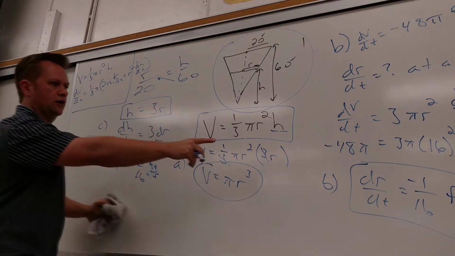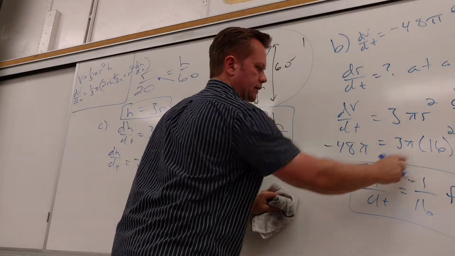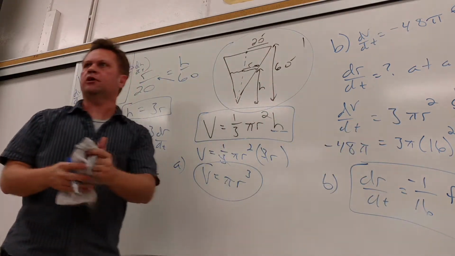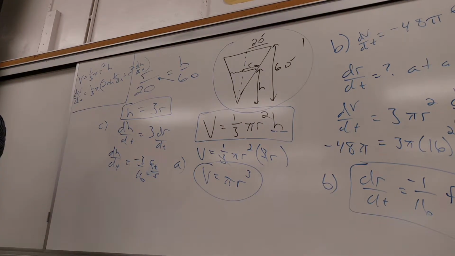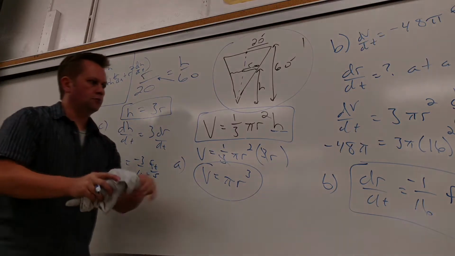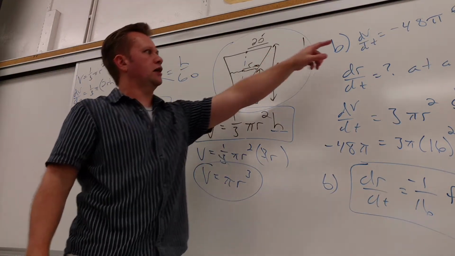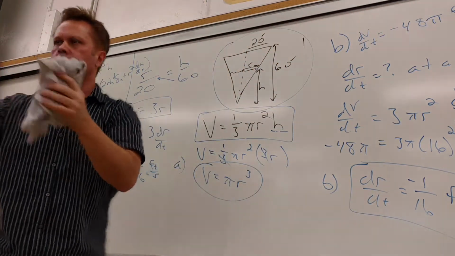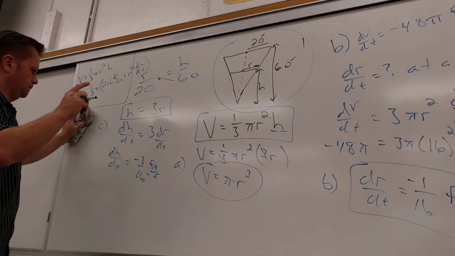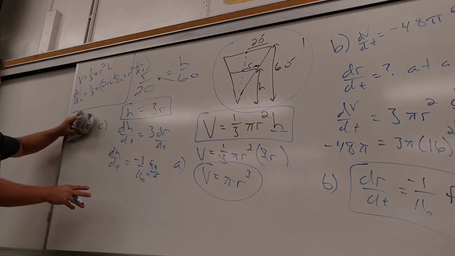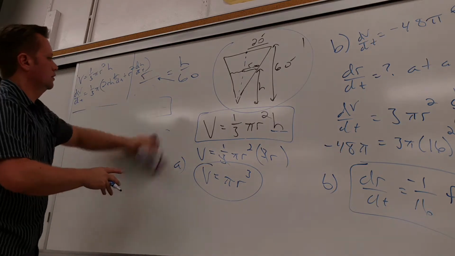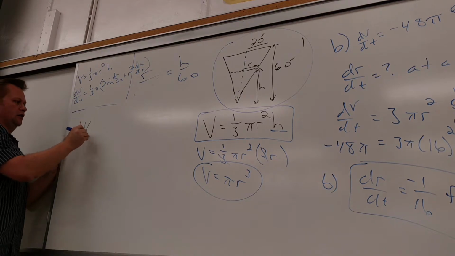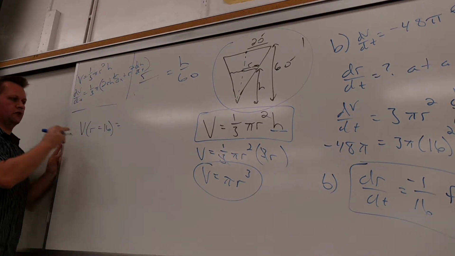So what did we figure out? We figured out that at a time when the radius is 16, the radius is decreasing by 1/16 per second. And that's happening because the volume is changing at a constant rate of 48 pi cubic feet per second. All right, so watch this. Stay with me now. Everybody got this part here? Now watch. What is the volume when R is 16? What is that volume?